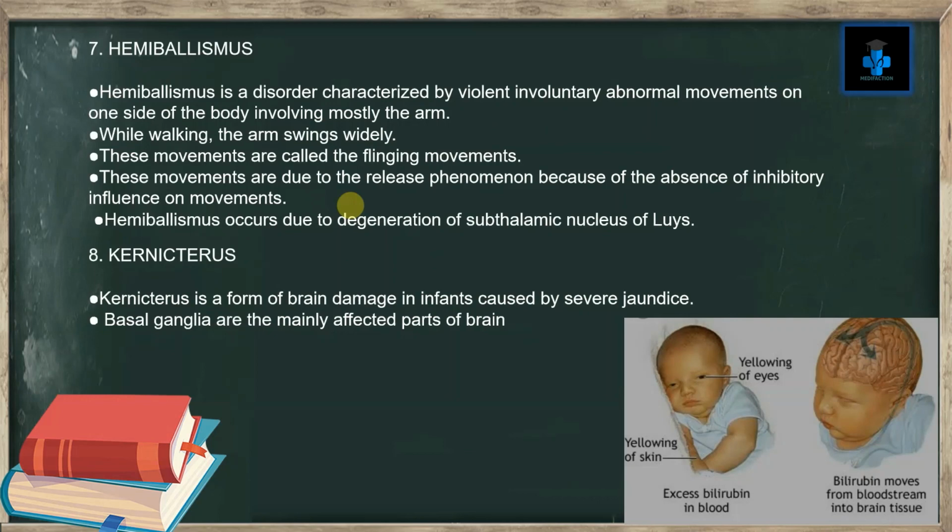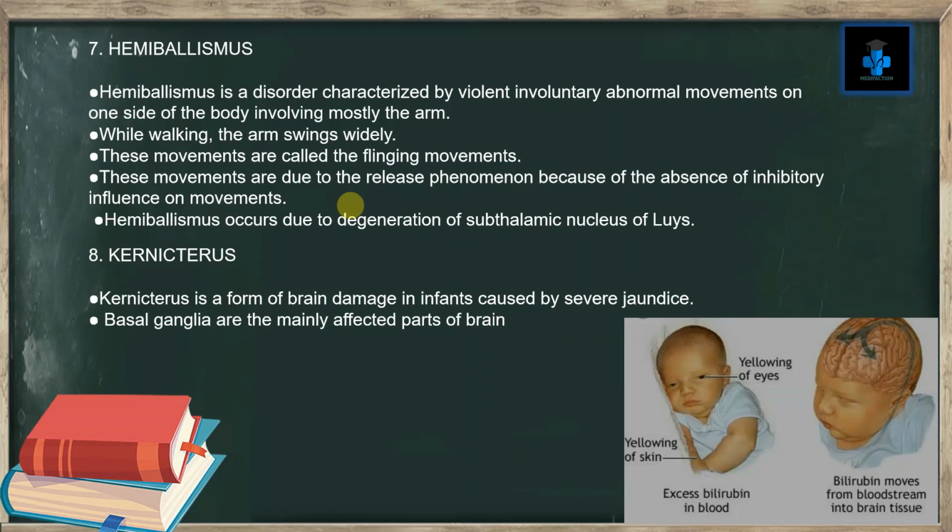Hemiballismus. Hemiballismus is a disorder characterized by violent, involuntary, abnormal movements on one side of the body involving mostly the arm. While walking, the arm swings widely. These movements are called flinging movements. These movements are due to the release phenomenon because of the absence of inhibitory influence on movements. Hemiballismus occurs due to degeneration of subthalamic nucleus of Luys.